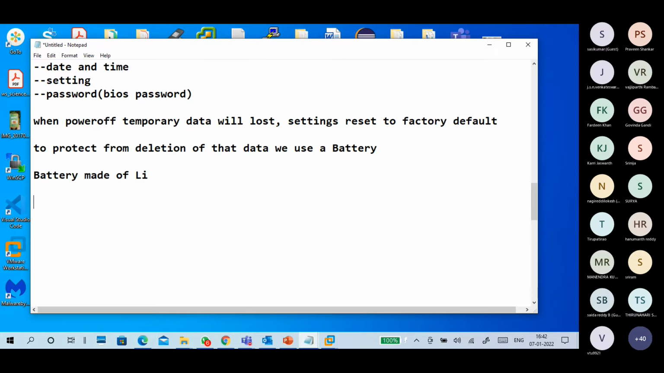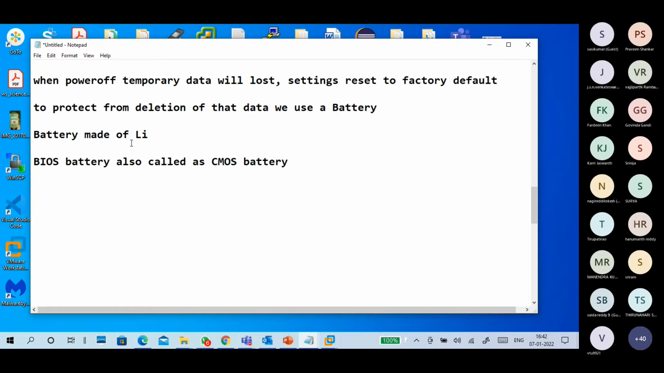So this is what we call a lithium battery. We can call this one a BIOS battery. It is also called a CMOS battery. Yes, a lot of people hear lithium battery, BIOS battery, and we call that one a CMOS battery.